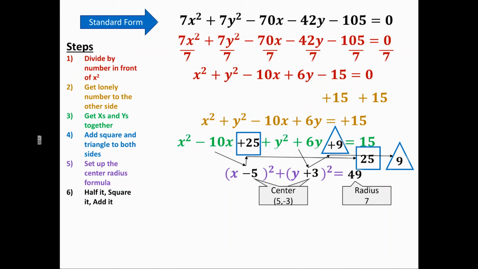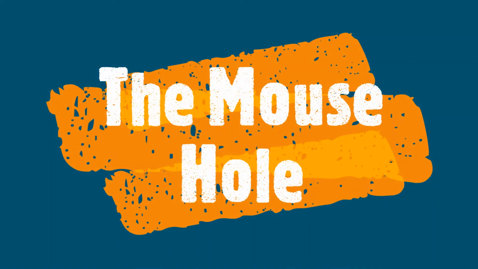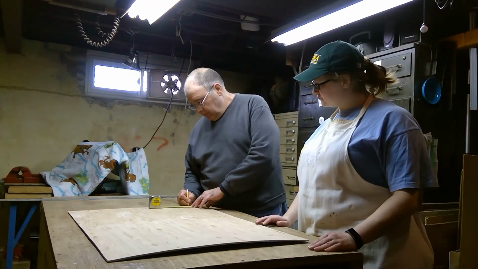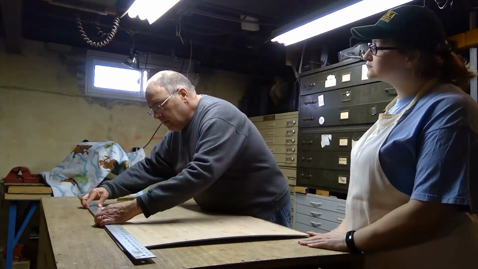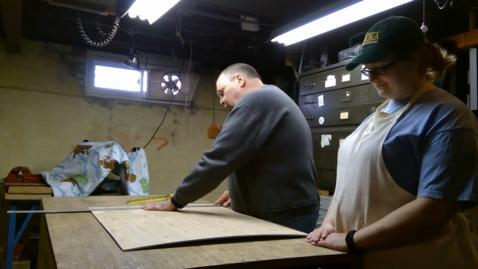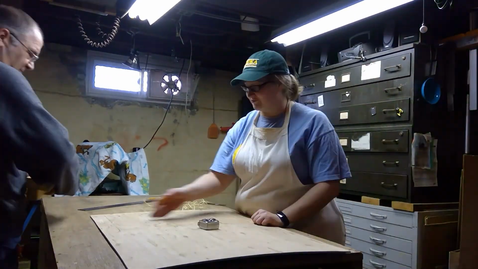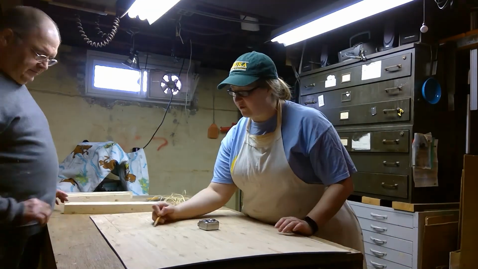Now back to the exciting part. So here we have the board that Mama Izzo painted. Papa Izzo is going to sketch out the mouse hole so that we can carve it out with the power saw.